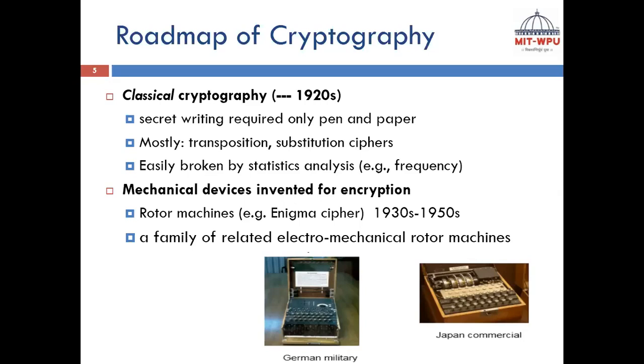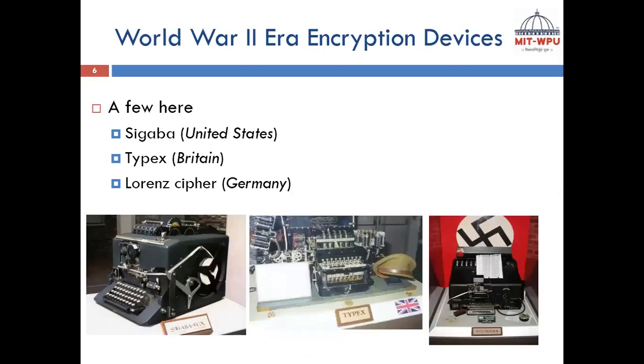Subsequently, during World War One and World War Two, mechanical devices were used. These machines played a very important role in the wars. There is a machine called the Enigma cipher, an electromechanical machine which encrypted the information that was transmitted. During World War II, people shared information among their military officers through these cryptographic messages. These are a few sample pictures of the machines which military people used during World War II: the Sigaba from the United States, Typex from Britain, Lorenz cipher from Germany, and so on.